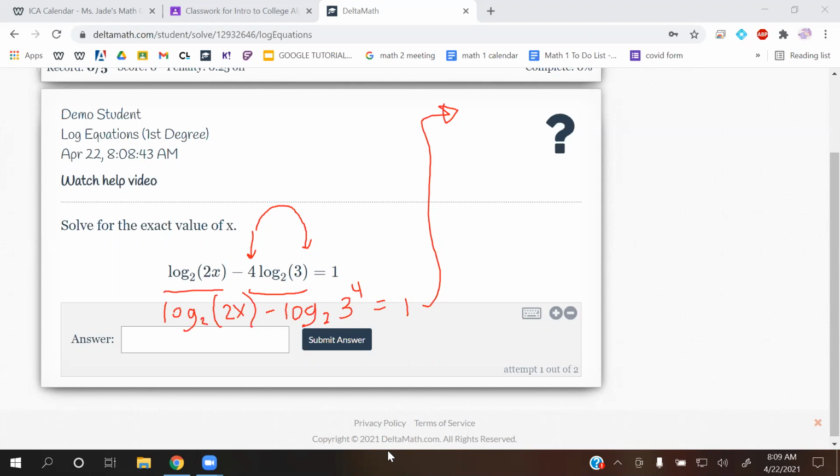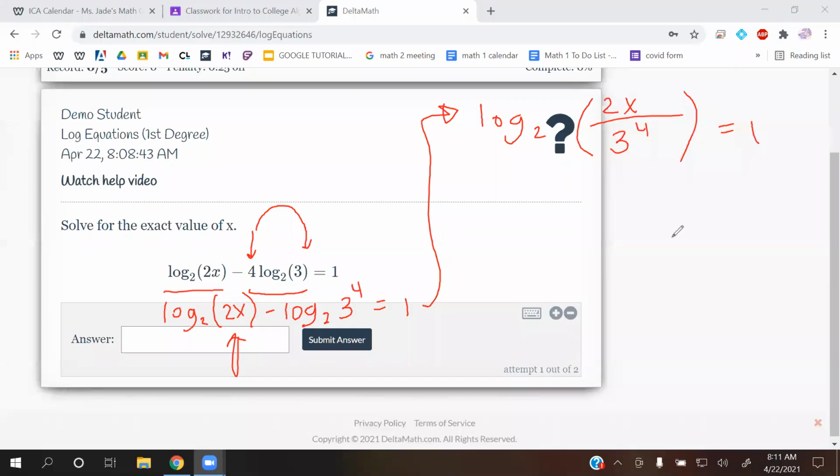After this, we have two separate logs that have the same base and they're being subtracted from each other. When they're being subtracted, you can take their two values and put them in fraction form. So we have log base 2 still, and then the 2x goes on top, and 3 to the power of 4 goes on the bottom. So we condensed it even more up to this point. Until here, are there any questions?